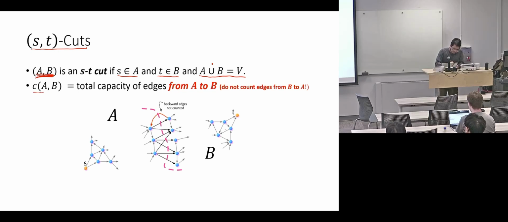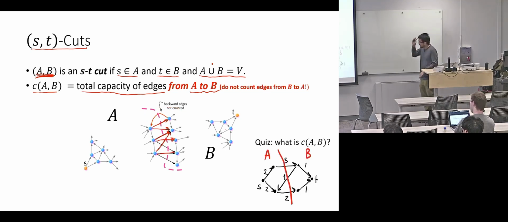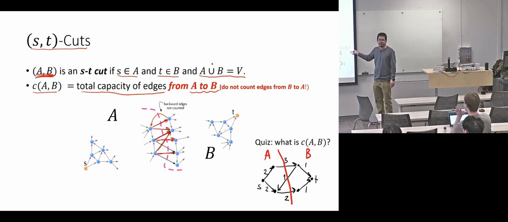And now the capacity, or the value of this cut, or the total capacity of this cut, is the total capacity of edges only from A to B. I don't count edges from B to A. I just count the capacity of this one. I don't count the one that goes here. Okay. So what's the value of this cut? 5. Yeah.